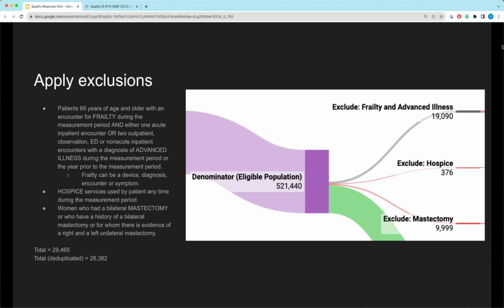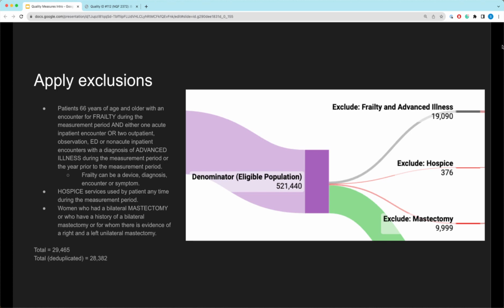So to look more carefully at these exclusions, patients 66 years of age or older with an encounter for frailty during the measurement period and either one acute inpatient encounter or two outpatient, observation, ED, or non-acute inpatient encounters with a diagnosis of advanced illness during the measurement period or the year prior to the measurement period. Frailty can be a device, a diagnosis, encounter, or symptom. And again, these are all concepts that we have value sets for to help define these and find people that meet this criteria. Hospice service is used by a patient anytime during the measurement period.